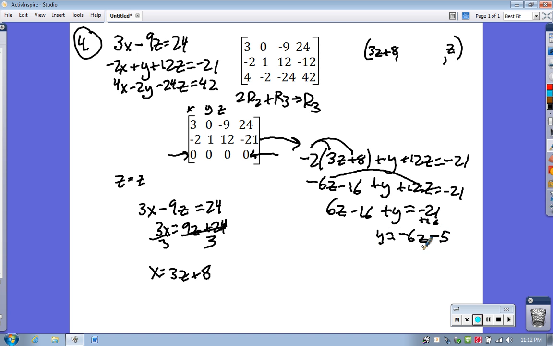So y then is this in terms of z. I have an infinite number of solutions of this type.